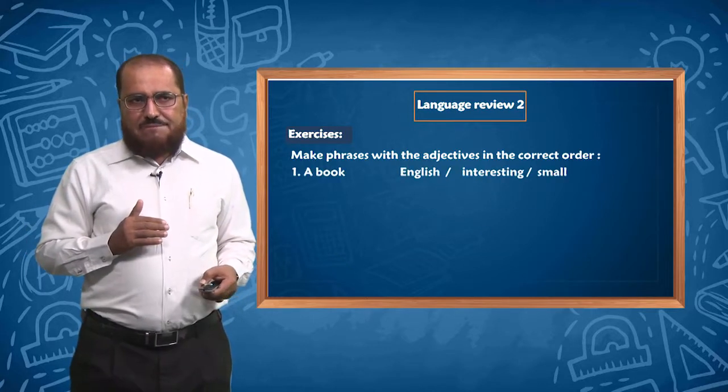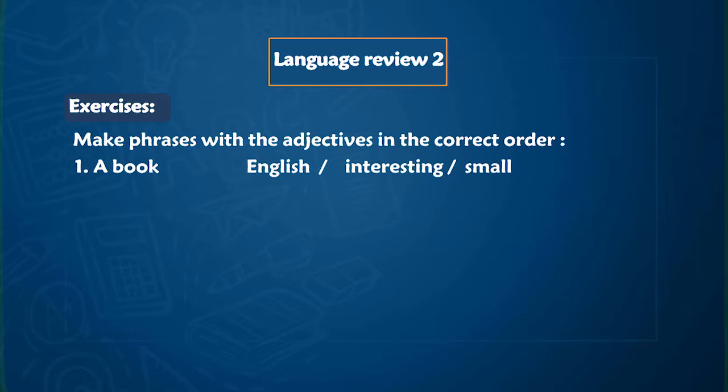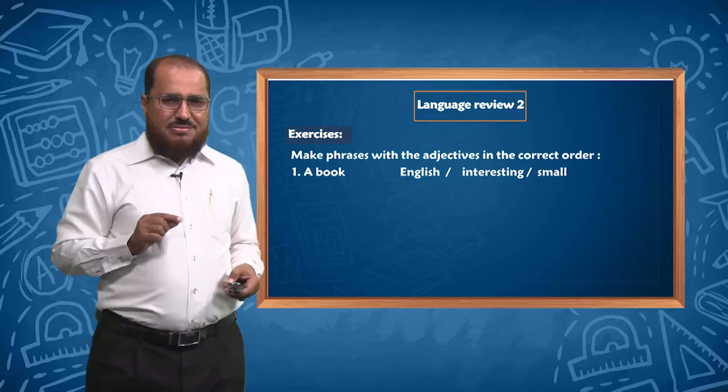Okay? The thing to be described is a book. And this book is English, interesting, small. Now I want these 3 adjectives used in a single sentence describing a book. Can you try it?